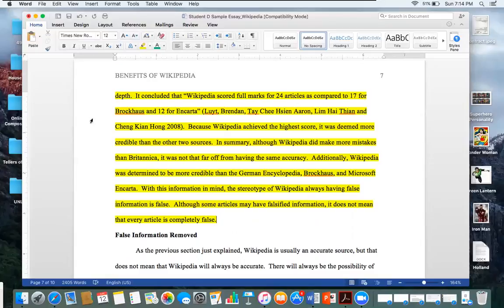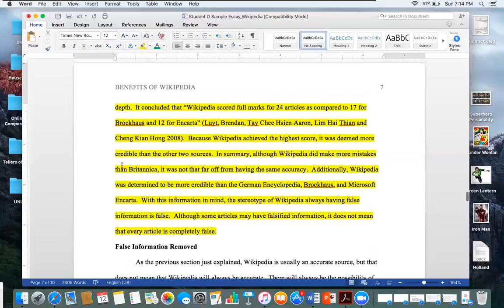Additionally, Wikipedia was determined to be more credible than the German encyclopedia Brockhaus and Microsoft Encarta. With this information in mind, the stereotype of Wikipedia always having false information is false. Although some articles may have falsified information, it does not mean that every article is completely false.